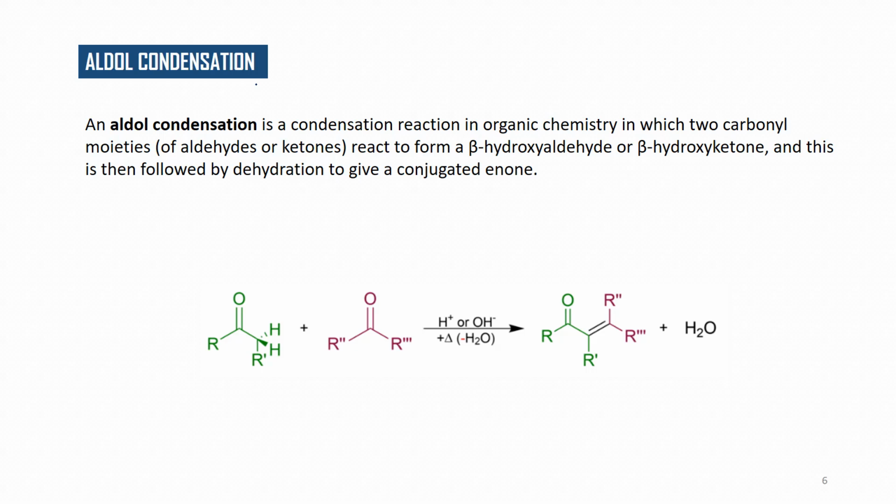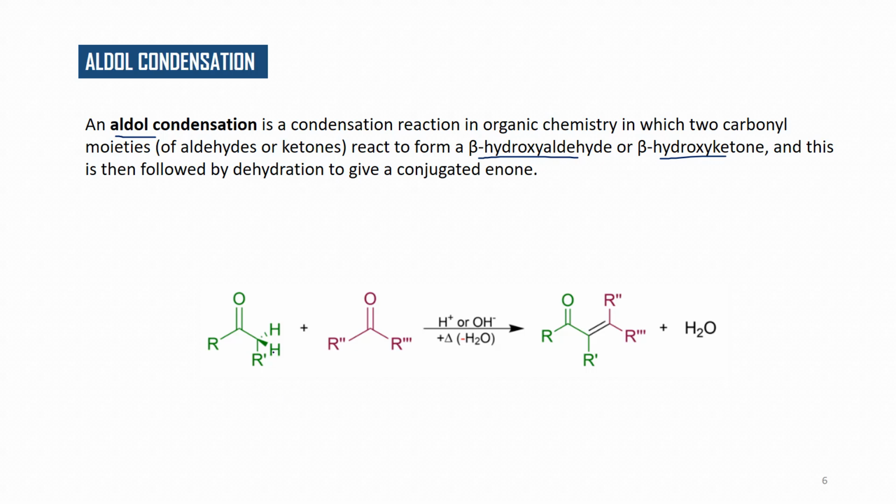This is also a similar kind of enolate formation type of reaction, because the reaction goes through enol formation. I think most of you have heard this name, aldol condensation. An aldol condensation is a condensation reaction in organic chemistry in which two carbonyl moieties react to form a beta hydroxy aldehyde or a beta hydroxy ketone, and this is then followed by dehydration to give a conjugated enone.